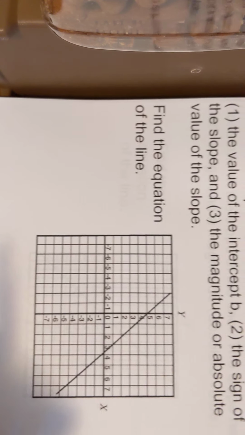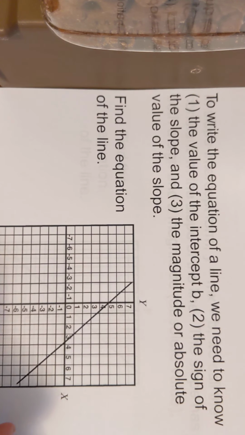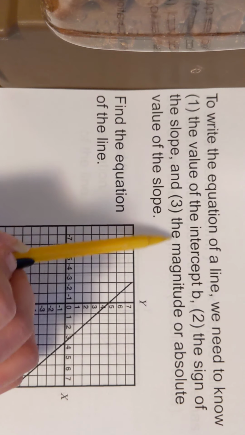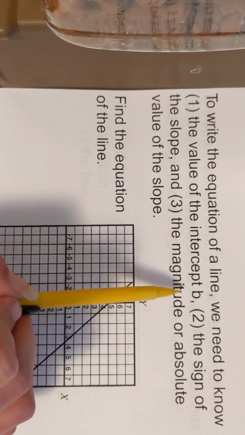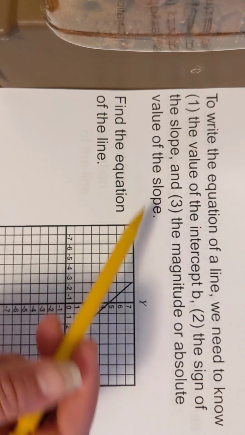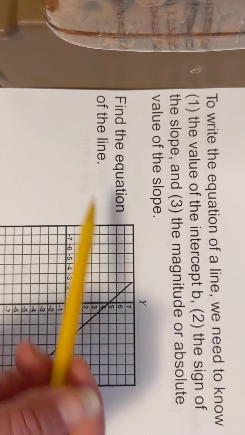So now that we know how to find the slope of a line, we're going to learn to write the equation of a line. To write the equation of a line, we need to know, one, the value of what is called the intercept, b. Literally that means where is that line crossing the y-axis? We need to know the sign of the slope, and we need to know the magnitude or absolute value of the slope. So it says find the equation of this line.